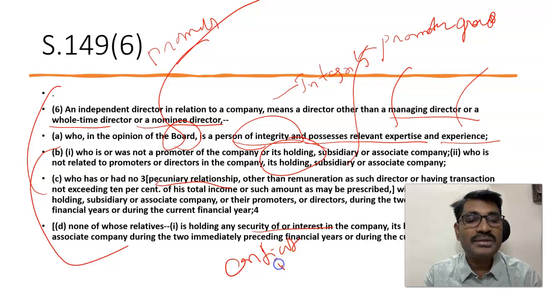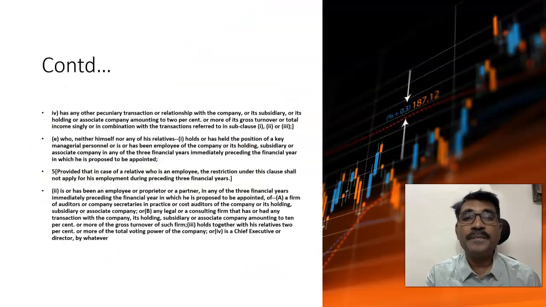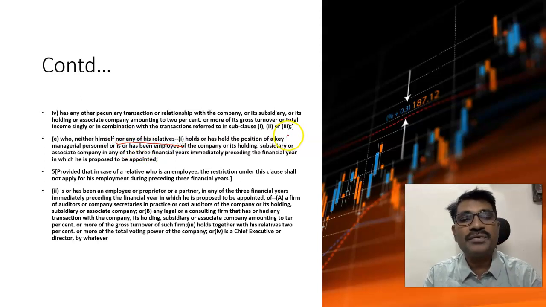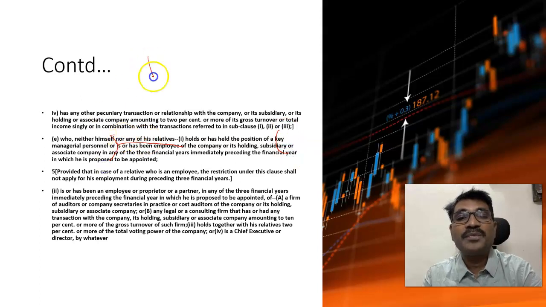A financial interest. A person should not be related to any group companies, and he should not have any pecuniary relationships, and he should not have any conflict of interest where some of their relatives are part of the company, and neither he himself nor any of his relatives holds or has held the position of key managerial person. We will discuss who a key managerial person is also.